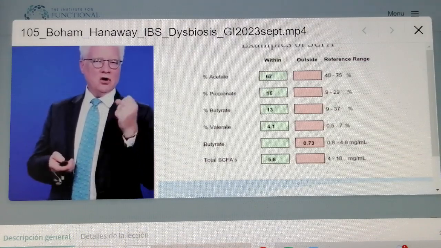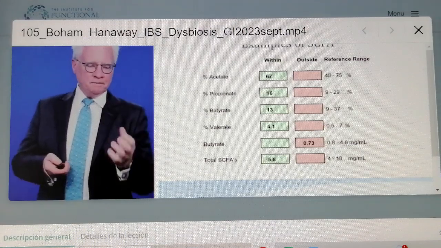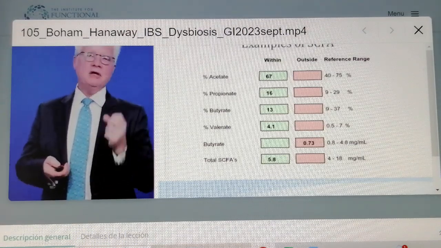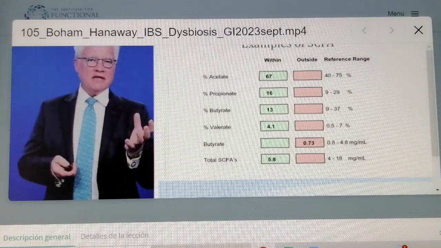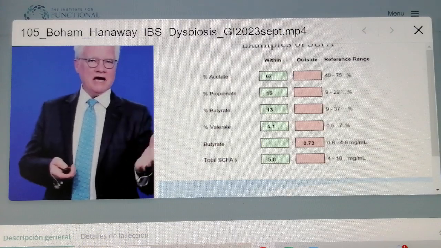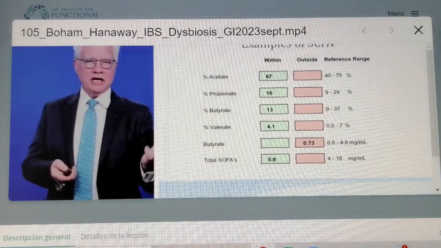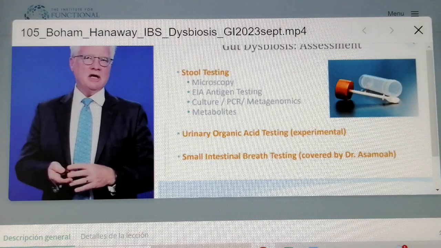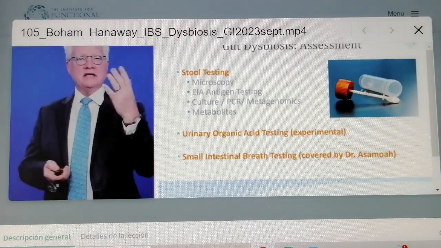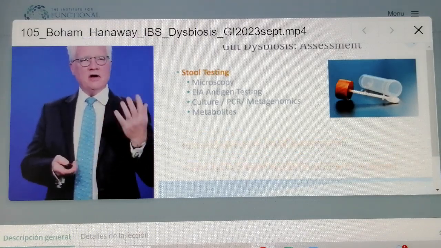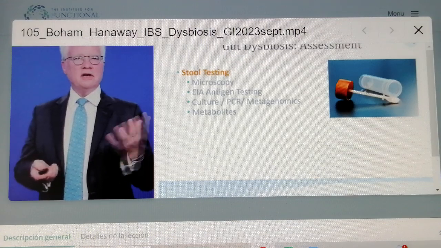So we're looking at culture, we're looking at microscopy, we're looking at what's happening with PCR. We're looking at what's happening with whole genome sequencing. We're looking at what's happening with the metabolites that are going on there. So you can see, as I've moved through this, that we've covered each of those different areas.